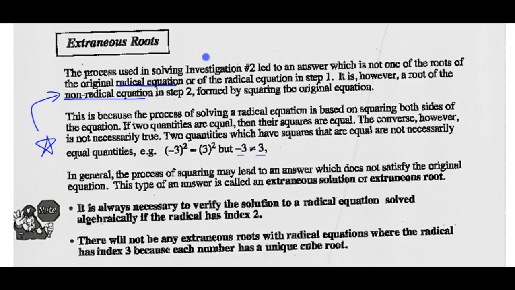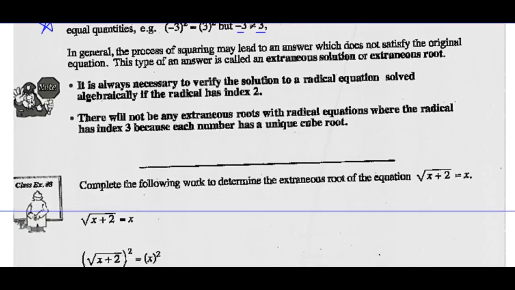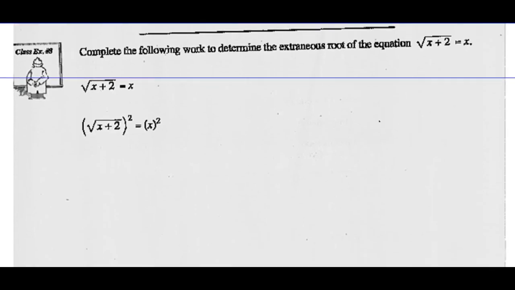So in general, the process of squaring may lead to an answer which doesn't satisfy the original radical equation. This type of an answer is called an extraneous solution or an extraneous root. It is always necessary to verify the solution to a radical equation if you solve it algebraically. There will not be any extraneous roots with radical equations where the radical index is 3, because each number has a unique cubed root. So let's complete the following work to determine the extraneous root of the square root of x plus 2 equals x.